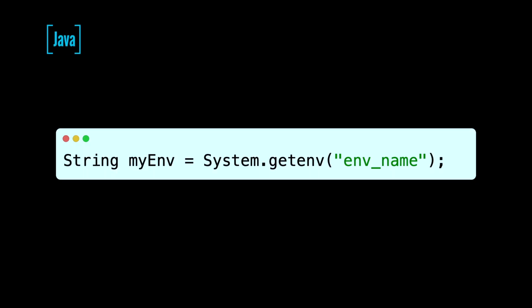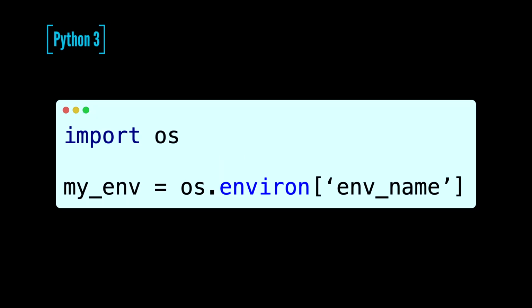Now that we've seen how to set our environment variables, let's look at how we use them in code. Let's start with Java. You just use the System.getenv and then replace what I have here, env_name, with the name of the environment variable that you want to get. In Python 3, it's very similar. You have to import the os package, and then you use os.environ, and then inside of square brackets and a set of quotes, add the environment variable name that you want to grab.